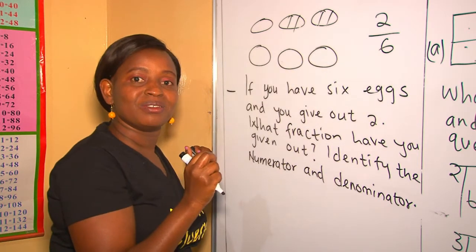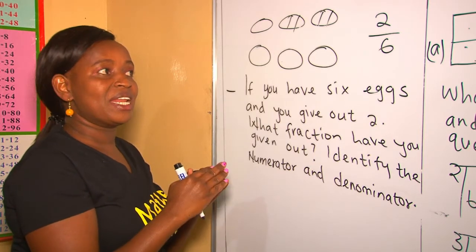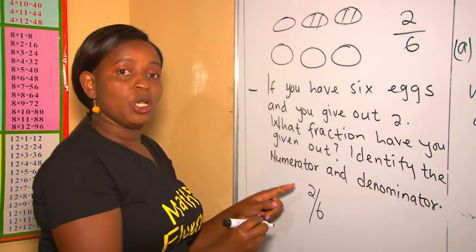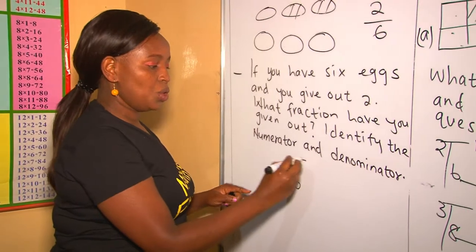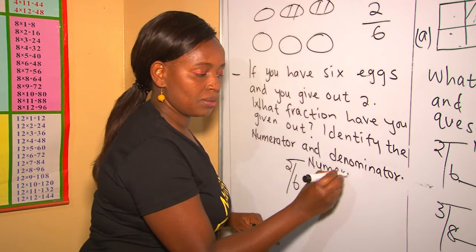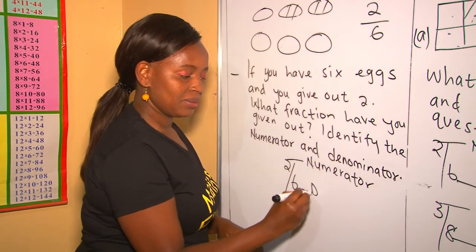That is our fraction. Now in our fraction, we are supposed to identify the numerator and the denominator. The numerator, we said, is the top number, which is 2. So 2 is our numerator. And 6 is our denominator.